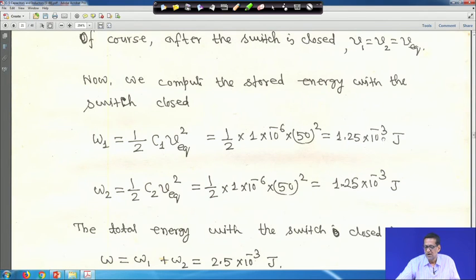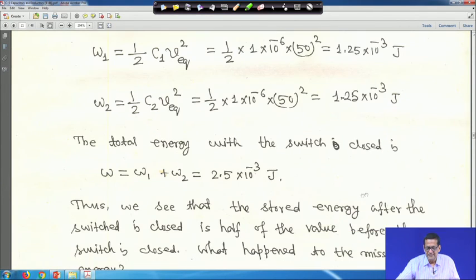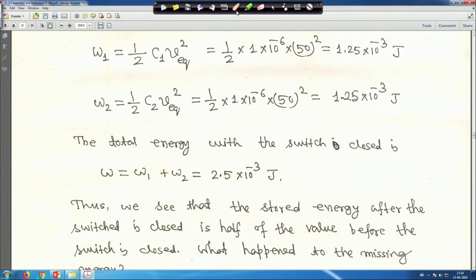So, 1.25 into 10 to the minus 3, that is joule, right. Similarly, W2 is equal to half C2 Vq square, half into 1 into 10 to the minus 6 into 50 square, that is 1.25 into 10 to the minus 3 joule. Now, total energy, if you sum it up, W1 plus W2, it was 2.5 into 10 to the power minus 3 joule. That means, before switch closed, it was 5 into 10 to the power minus 3 joule.